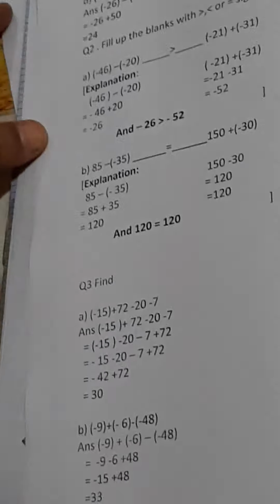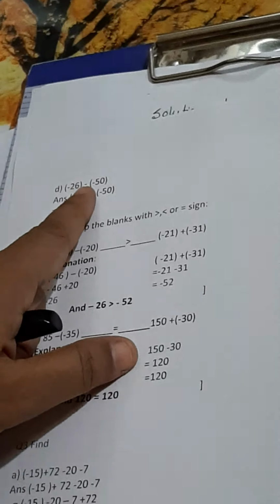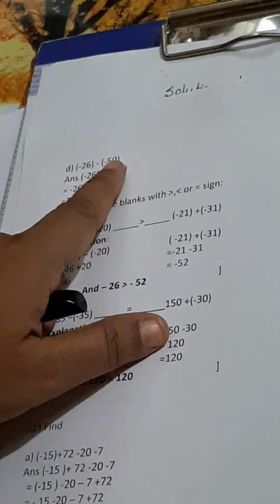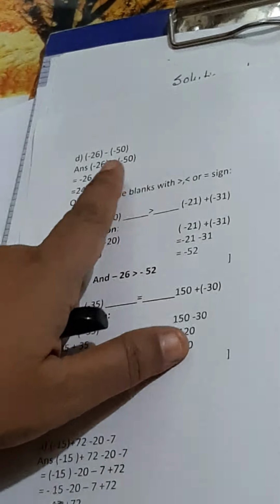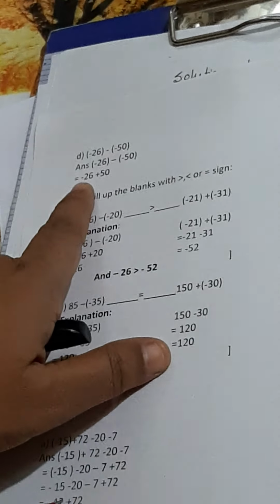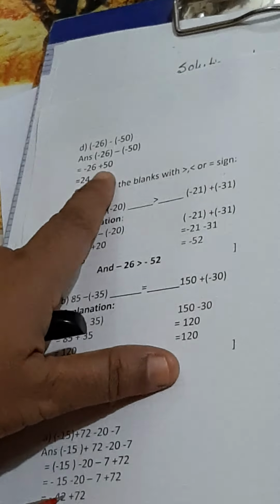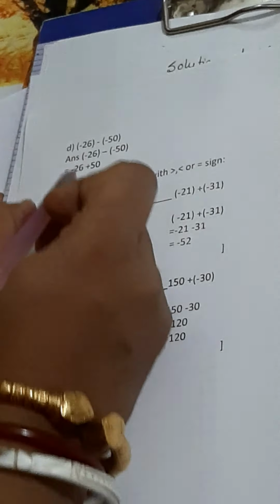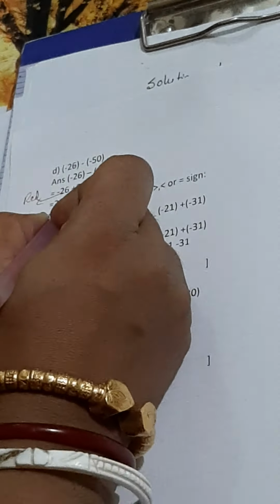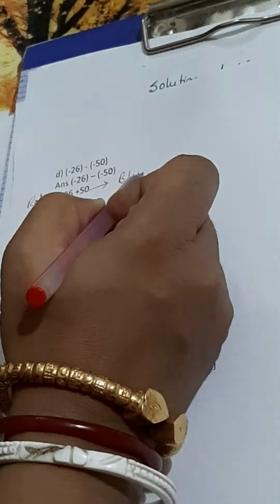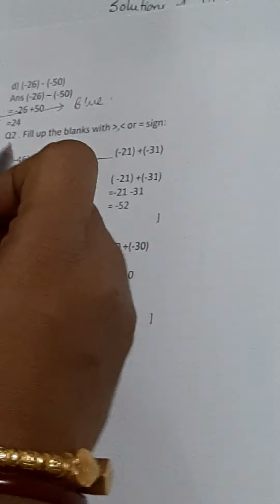D part. I have written minus 26 minus again minus 50. So minus 26 minus of minus 50 means minus 26 will remain same. And what is minus of minus? Yes, it is plus. Now let us think in terms of color. Minus 26 is red and plus 50 is blue. So when you have red and blue, I told you what we have to do.